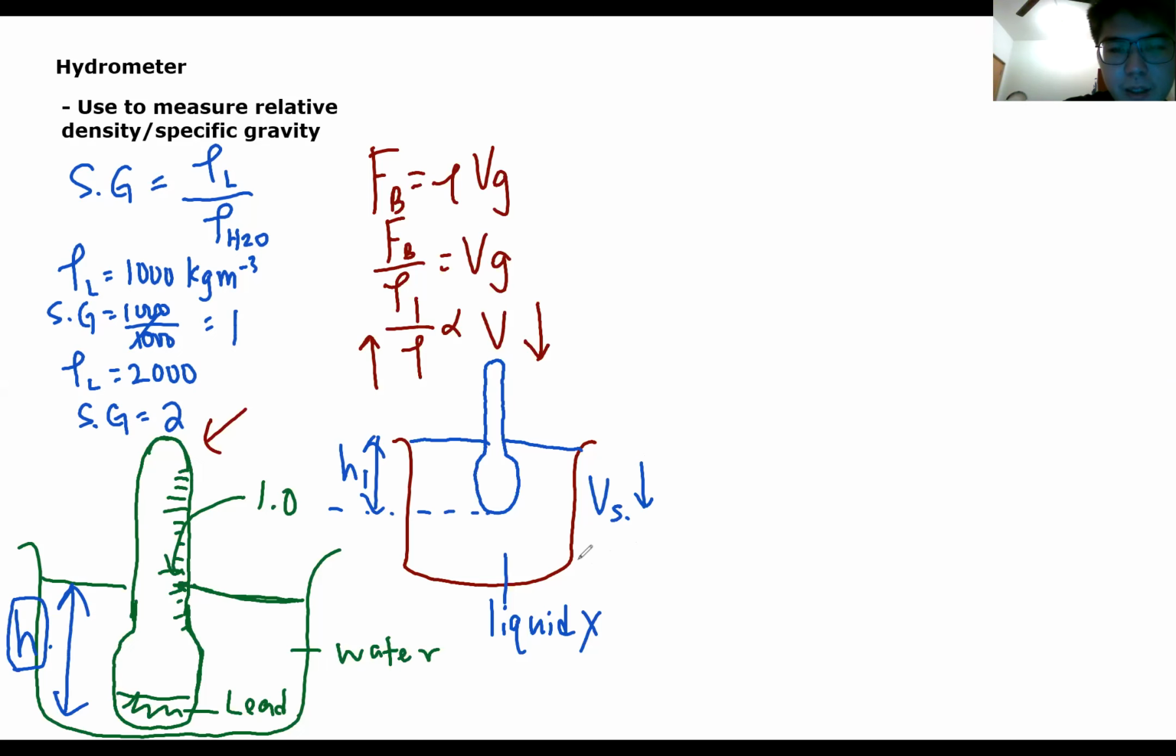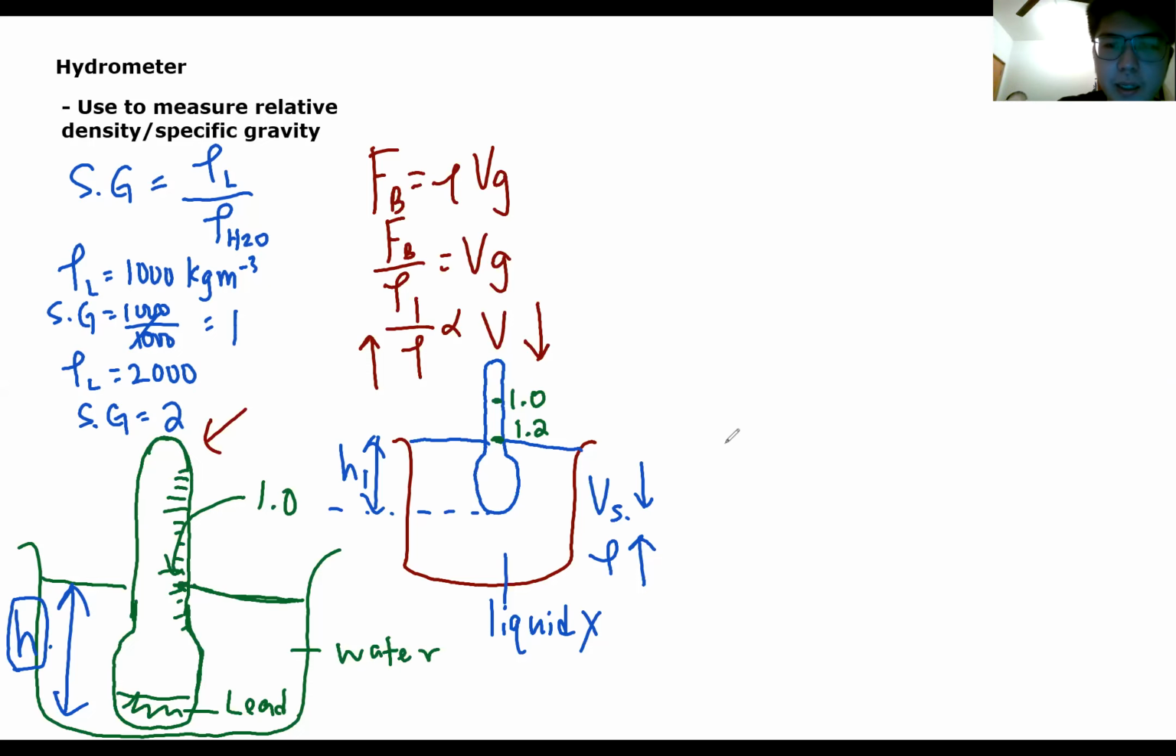So automatically you know that this liquid X has a higher density than water, because the volume of the submerged section becomes less. If you put the hydrometer inside liquid X, where is the reading 1? 1 is here at the top, and maybe this one is 1.2. So the hydrometer just uses the level of the surface of the liquid as the pointer. If it falls on 1.2, then the density of this liquid is 1.2 times denser than water.